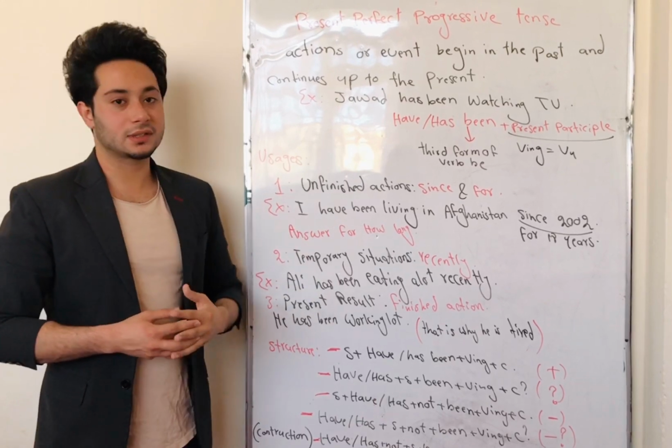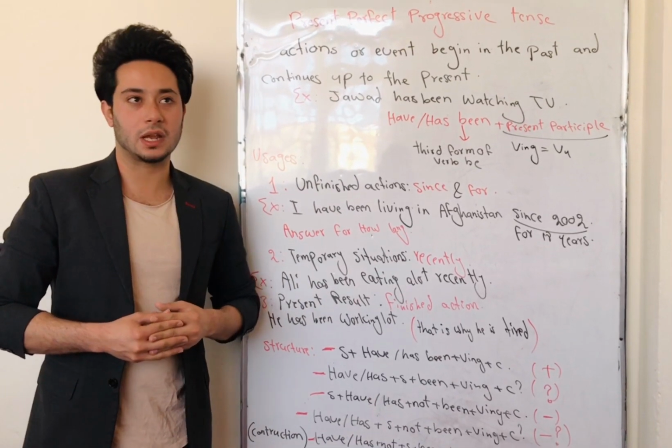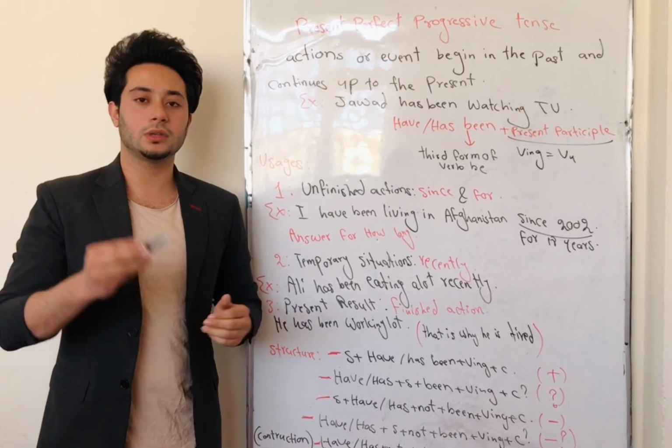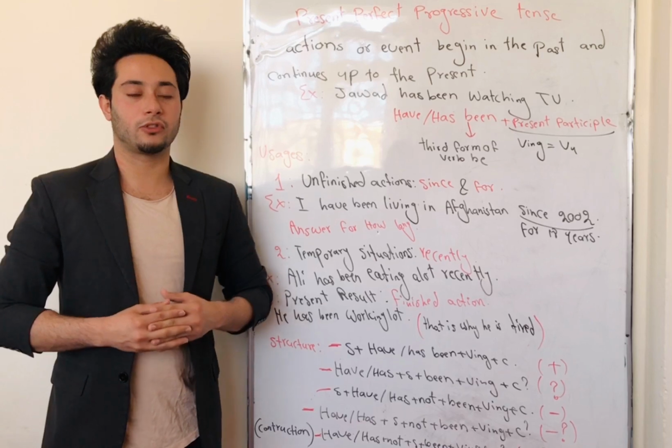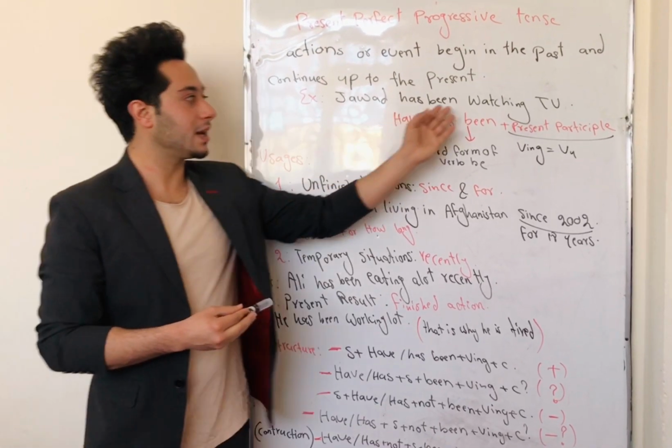There is an example that says, Jawad has been watching TV. As I mentioned in my previous lectures, when we're using the verb to have, for third person singular we need to use has, and for first person and second person we need to use have. For example, Jawad has been watching TV.